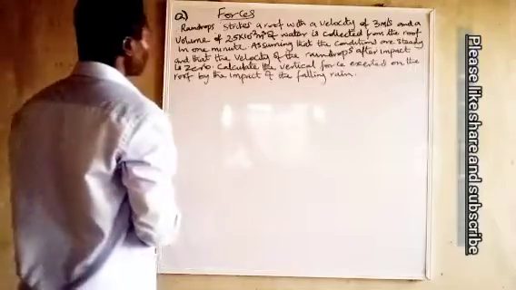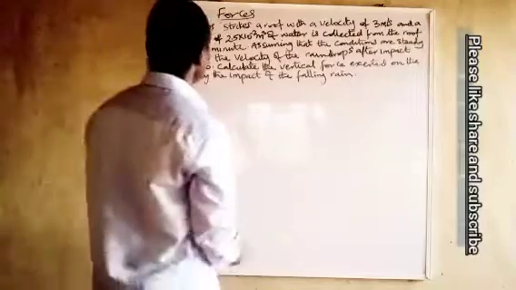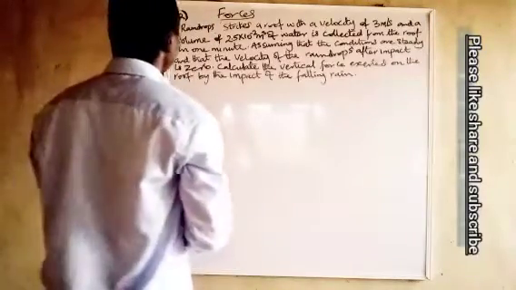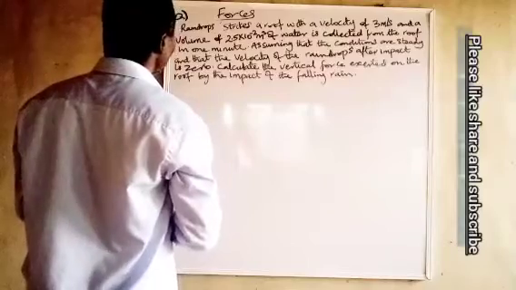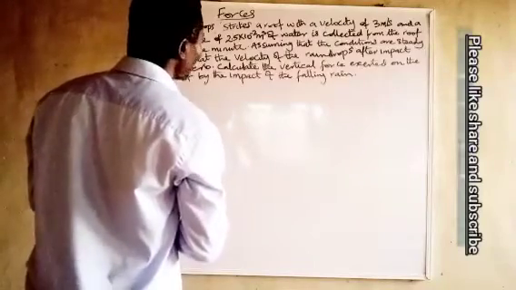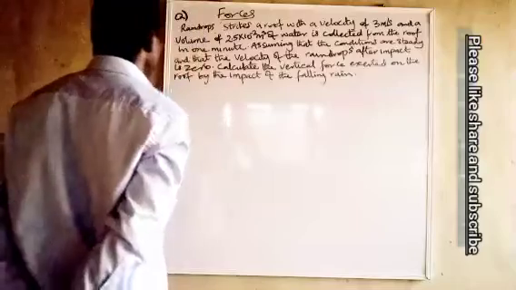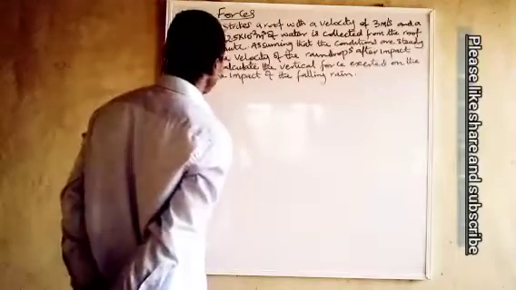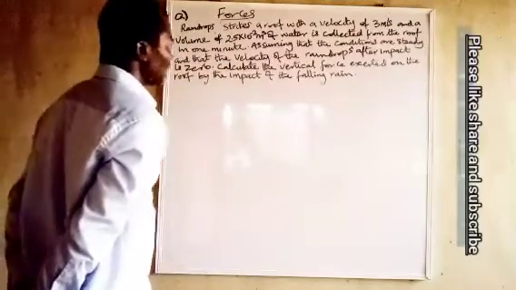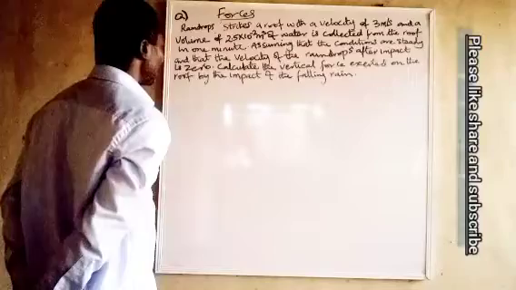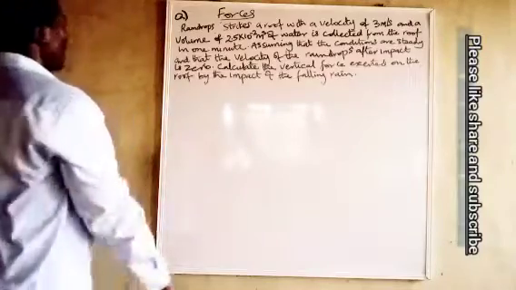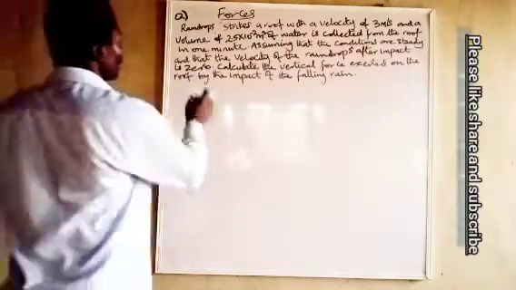Raindrops strike a roof with a velocity of 3 meters per second, and a volume of 2.5 times 10 to the power minus 2 meter cube of water is collected from the roof in 1 minute. Assuming that the conditions are steady and that the velocity of the raindrops after impact is zero, calculate the vertical force exerted on the roof by the impact of the falling rain. Now we know some things.